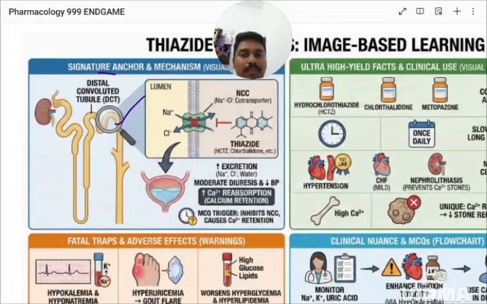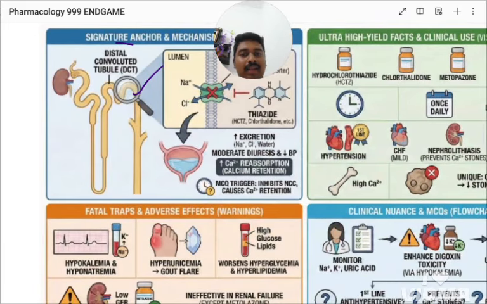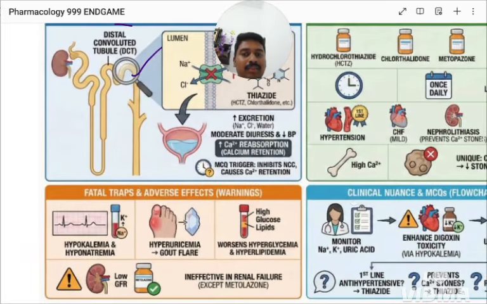So there is increased excretion of sodium, increased excretion of chloride, and increased excretion of water. It causes moderate diuresis, not as much as loop diuretic, but moderate diuresis and decreased BP. Now, one important thing is where loop diuretics were excreting calcium, here it will reabsorb calcium. So there is calcium retention. Hence, this is used in cases where there is increased hypercalciuria. Whenever there is increased excretion of calcium, we want this because we want to reabsorb calcium.